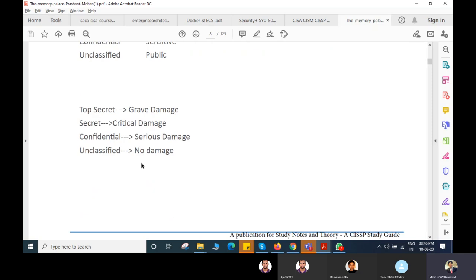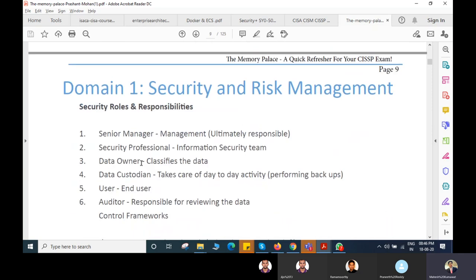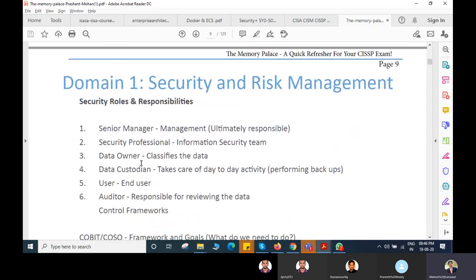So this is the requirement, my dear friends. Just try to understand. We will talk about more things in the next two slides. And then we have security roles and responsibilities.